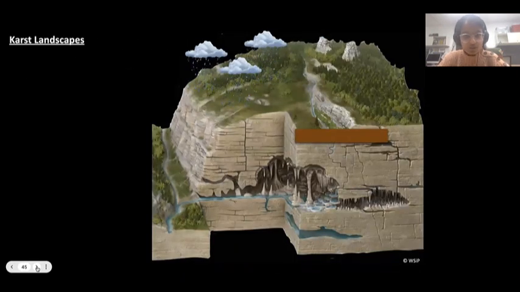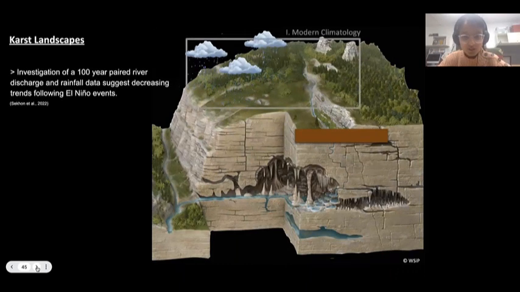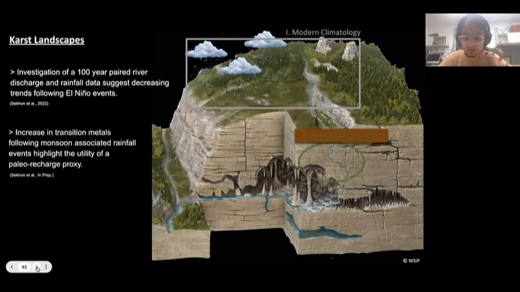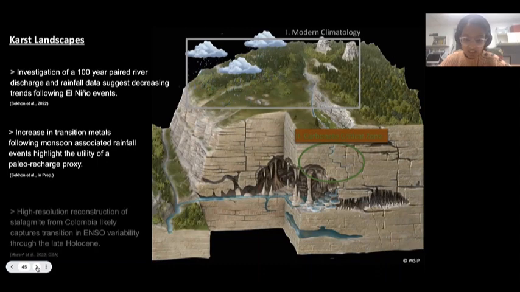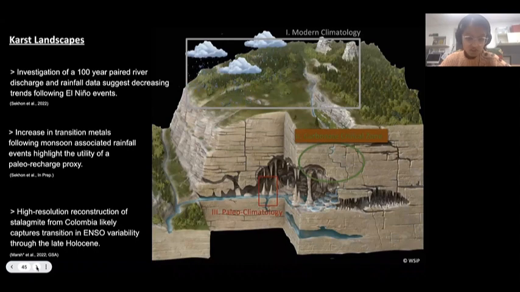And with that, I am going to wrap up the whirlwind of the 3 sections that I talked about. Looking at the modern climatology, we investigated 100-year paired river discharge and rainfall data in the Philippines, which suggested a decreasing trend following El Niño events. For the carbonate critical zone, we looked at an increase in transition metals following monsoon-associated rainfall events. And then finally, we also looked at a high-resolution reconstruction of 2 stalagmites from Colombia that likely captured the transition in ENSO variability through the late Holocene.